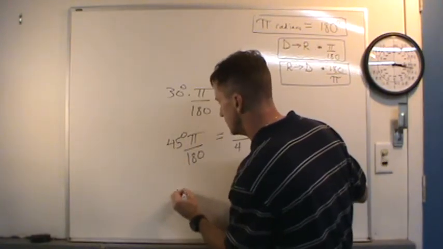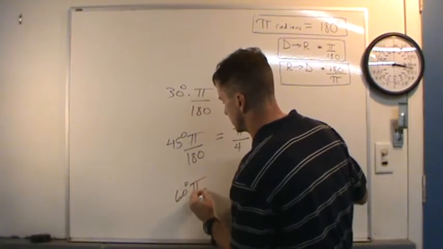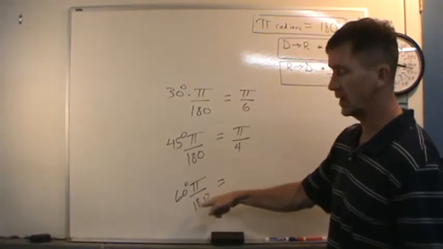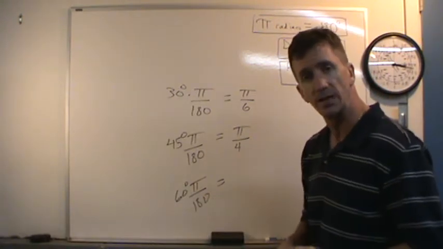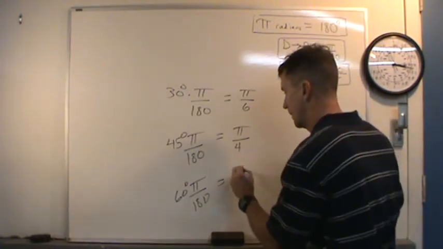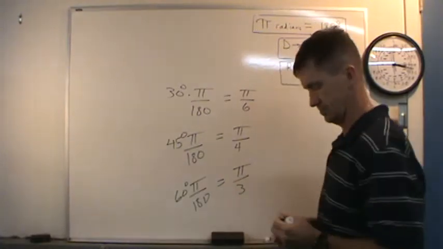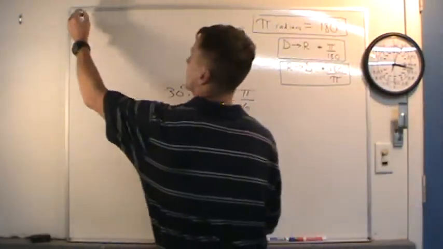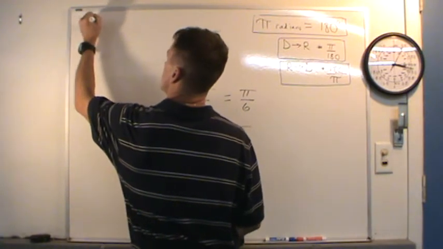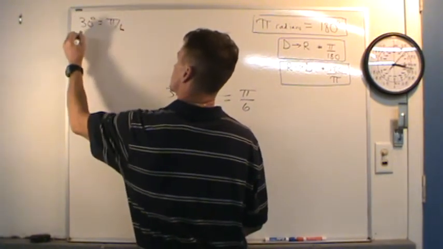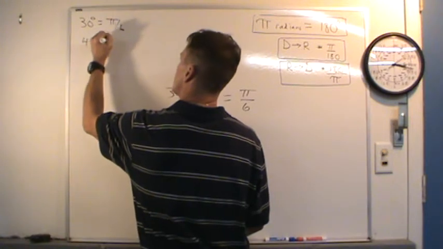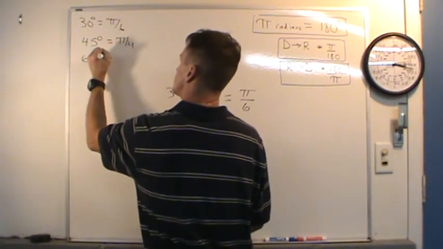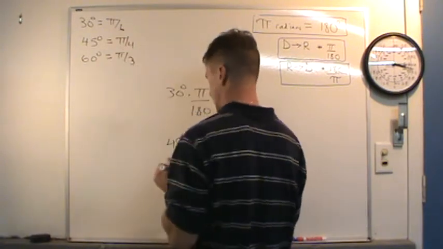And lastly, let's convert 60 degrees to radians. We multiply by pi over 180. 60 goes into 180 3 times. We're going to reduce this to be pi over 3. So 60 degrees is pi over 3 radians. I'm going to write all these down. 30 degrees equals pi over 6 radians. 45 degrees equals pi over 4 radians. And 60 degrees is pi over 3 radians.